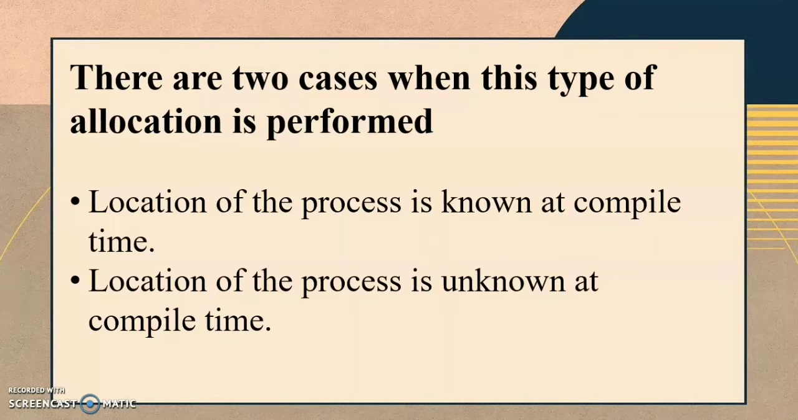Second, the location of the process is unknown at compile time. The compiler generates relocatable code instead of actual memory addresses. Addresses in this case are relative to some known point. With this, it is easy to load the process to a changed location and recompilation is not needed. In both cases, size should be known before the start of the execution of the process.